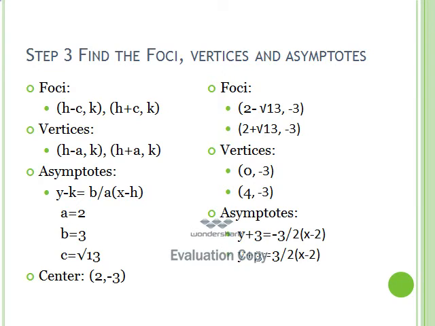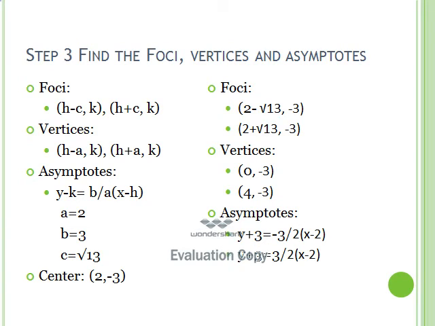Our vertices are going to be (h plus or minus a, k). So we have 2 minus 2 equals 0, -3 for the first vertex, and 2 plus 2, which equals 4, and -3 for the second vertex.